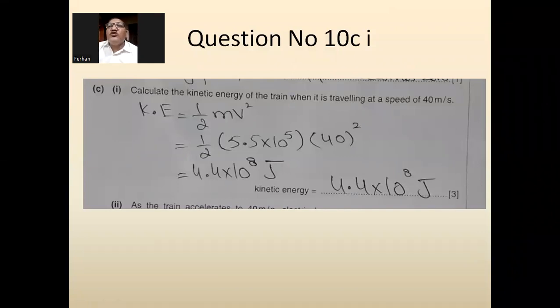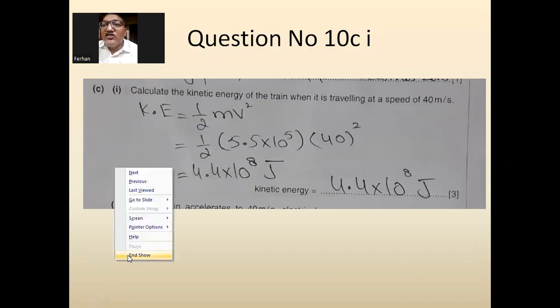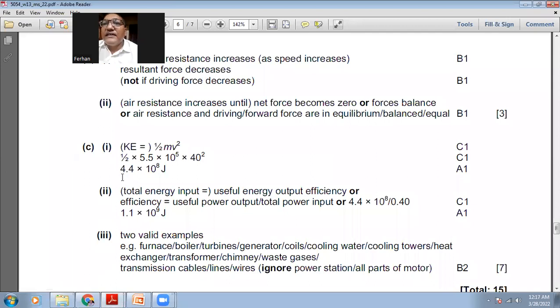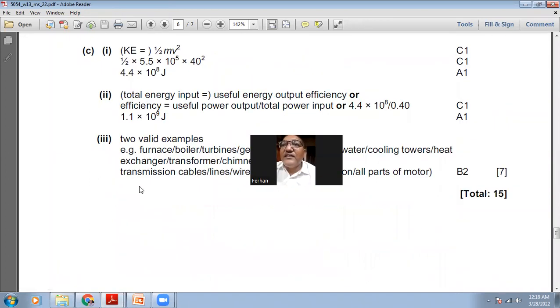Kinetic energy is equal to 1/2 mv squared. 1/2 multiplied by 5.5 × 10^5 multiplied by 40 squared equals, the answer will be 4.4 × 10^8 joules. So let's have a look at the marking scheme. 4.4 × 10^8 joules. So our answer is right.